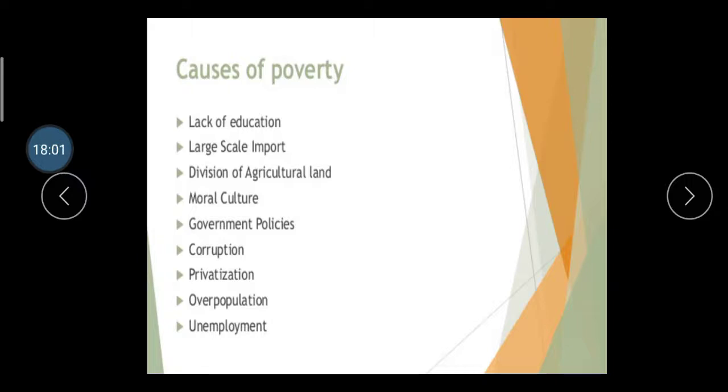Then unemployment. If they cannot get a job according to their level, they cannot earn an appropriate salary, and they have to face a poor situation.